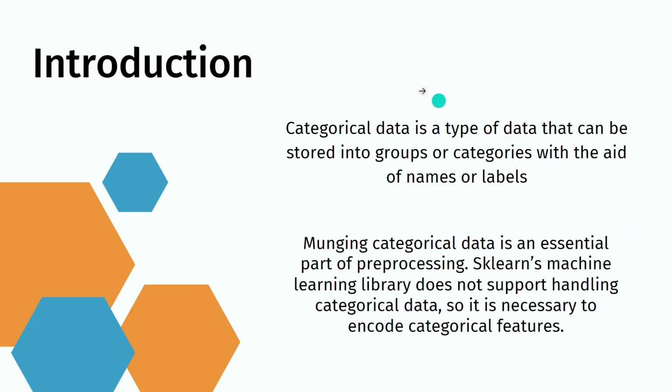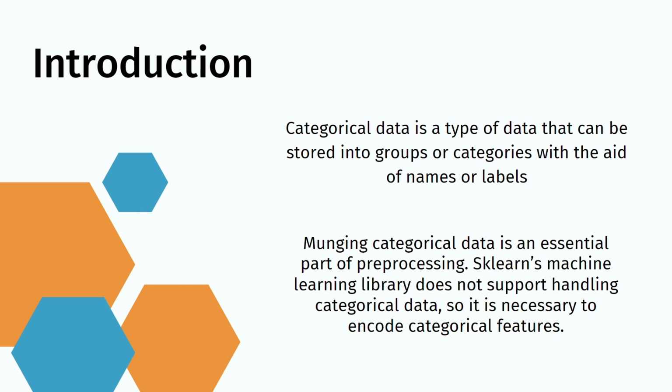And introduction. Firstly, what is categorical data? It is the type of data that can be stored into groups or categories with the help of some name or a label. Basically, something that is not numeric can be called categorical. Even if you can see numeric values, it can still be considered a category. For example, if you have a column gender, the categories will be male and female. That is the kind of data which is called categorical.